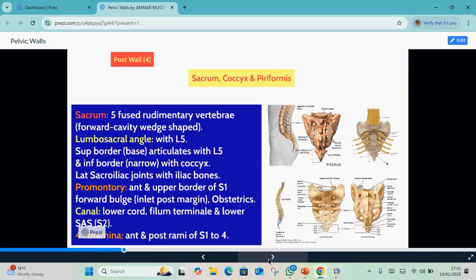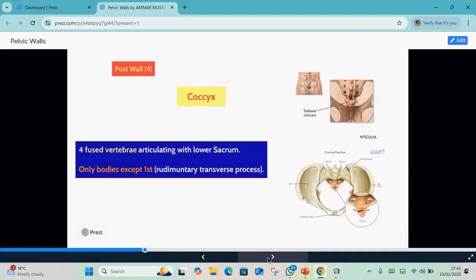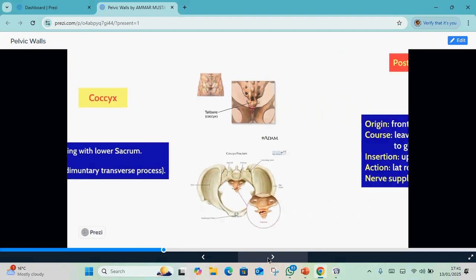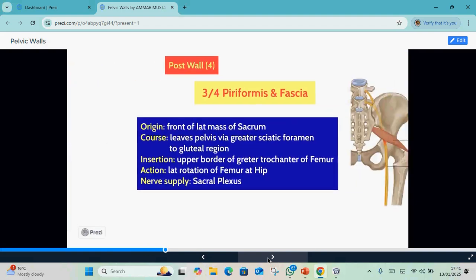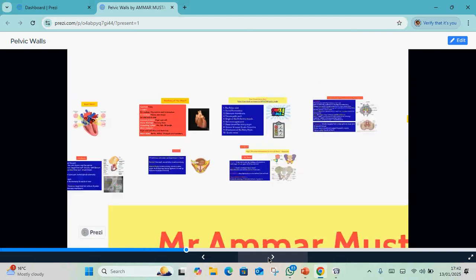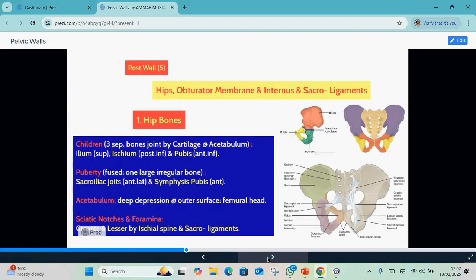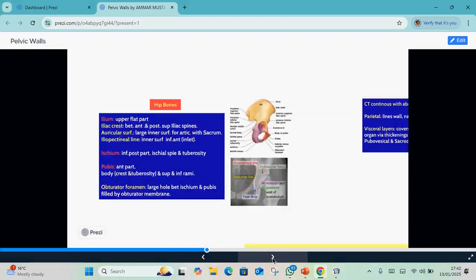Then we spoke about the different components of the posterior wall, including the sacrum, the coccyx, and the piriformis muscle. We also covered the vertebrae, the lateral wall, and then we spoke about the hip bones and how it develops and how it's three bones in the children, including the ilium, ischium, and pubis. They become like one bone in the adult.